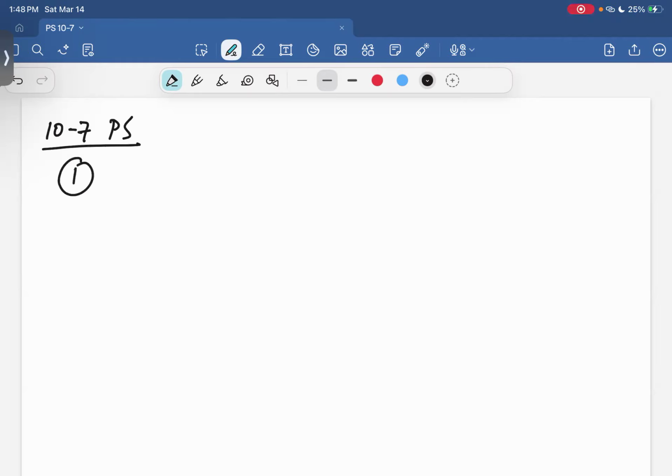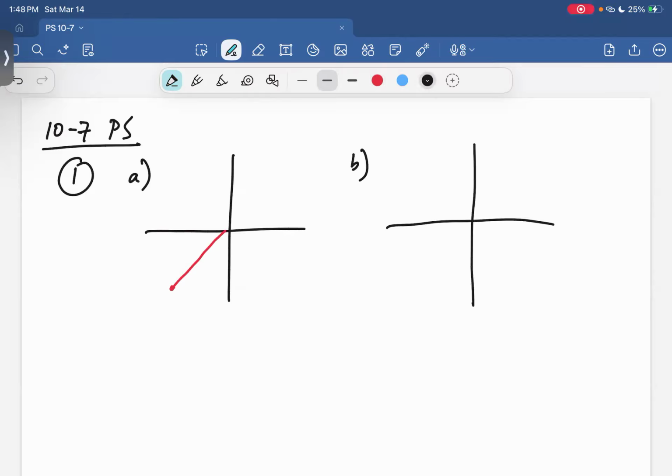So the first question, we're just asked to plot the points. This is pretty simple. First one, we have angle 5 pi over 4 and radius 3, so that's going to be over here. Question B, our angle is negative 3 pi over 4. So we're going to go up to here and then radius 1. So that's right there.